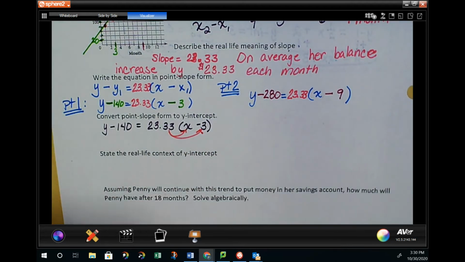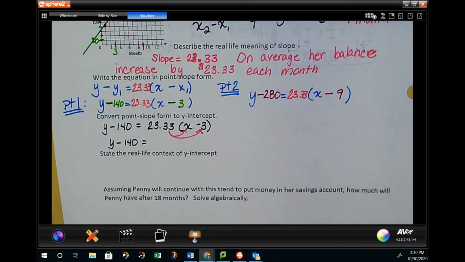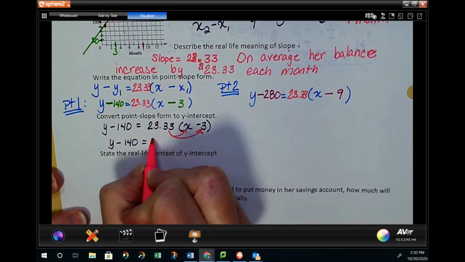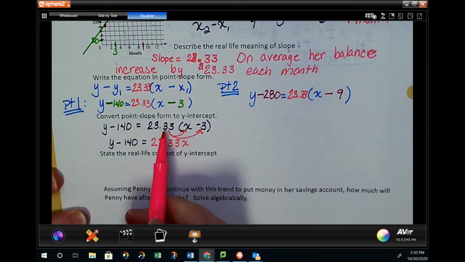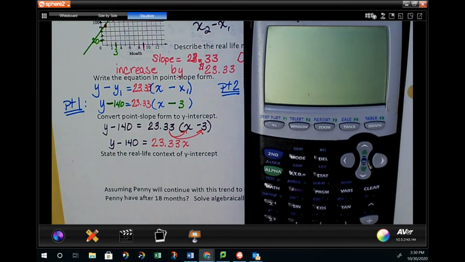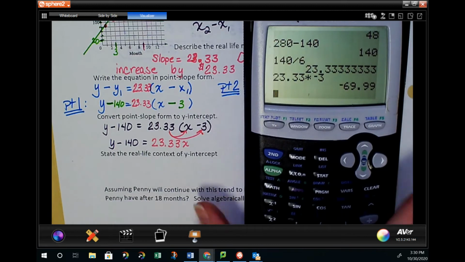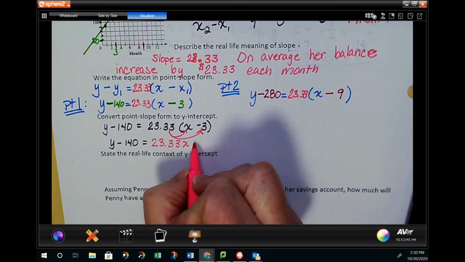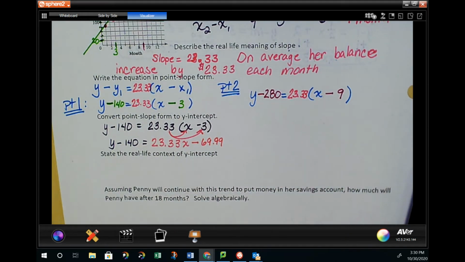So y minus 140, that stays there and waits its turn because we're not doing anything with that. And then I'm going to go 23.33. So 23.33 times x. So that's 23.33x. And 23.33 times negative 3. Use your friend. And you're going to go 23.33 times negative 3. And so you get negative 69.99. So negative 69.99, which is about 70.